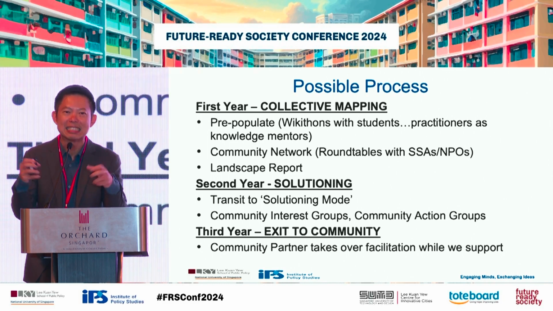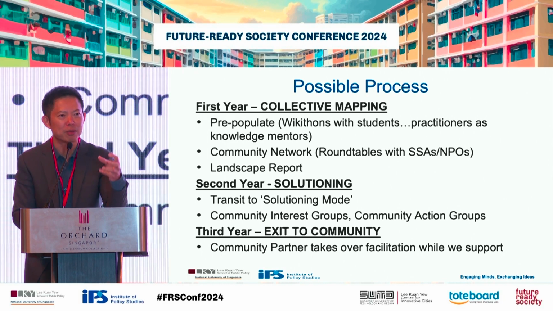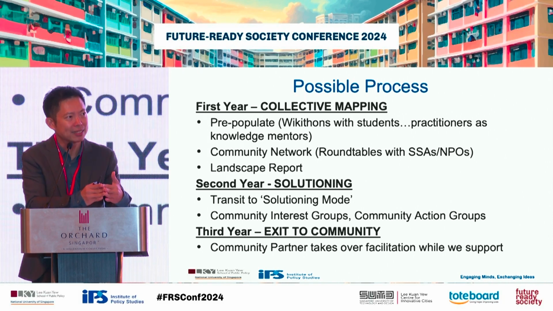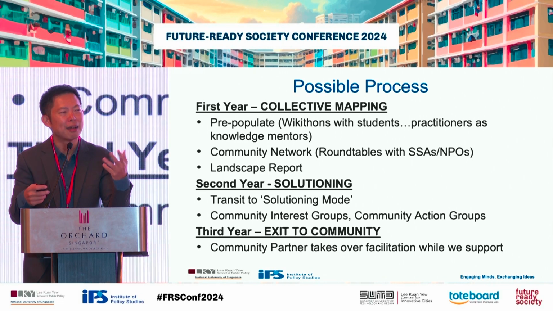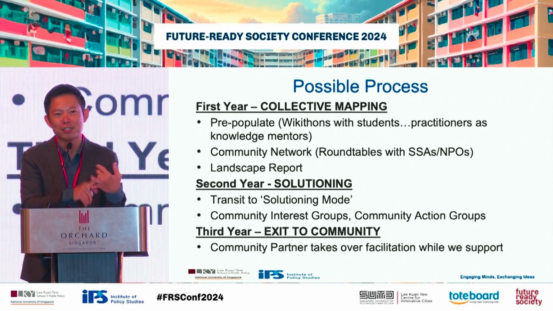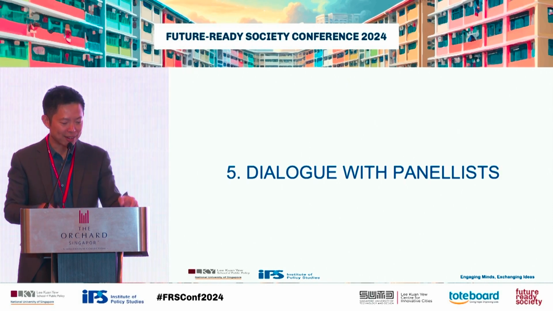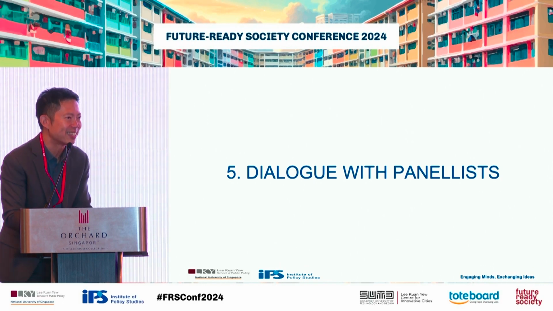And then third year, exit to community, because we don't want to host this network forever, because if we are the hosts, we will be the bottleneck. If we don't do anything, then nothing happens. So there will be an intention that a community partner or a coalition of partners takes over the facilitation while we support that. So that's a possible process to work around all these issues of knowledge and contribution and coordination. And I just wondered what our distinguished panelists would think. And here I invite them up on stage.